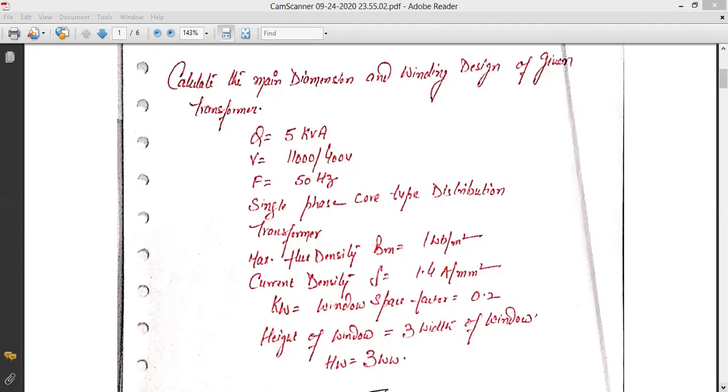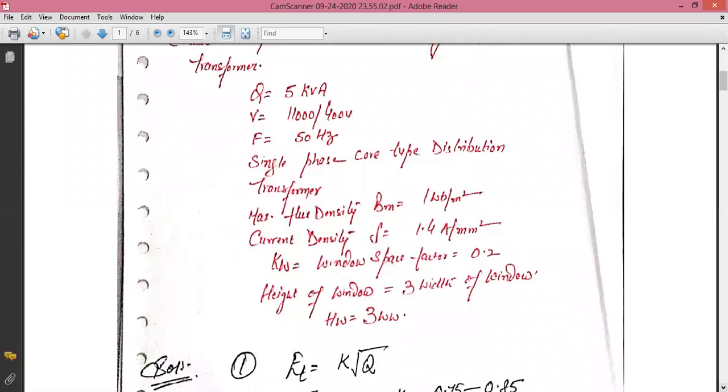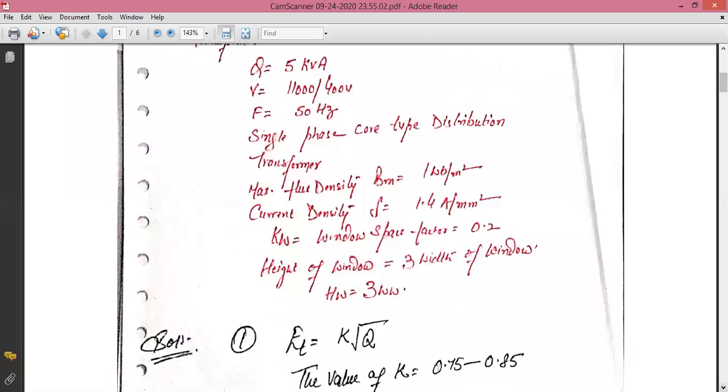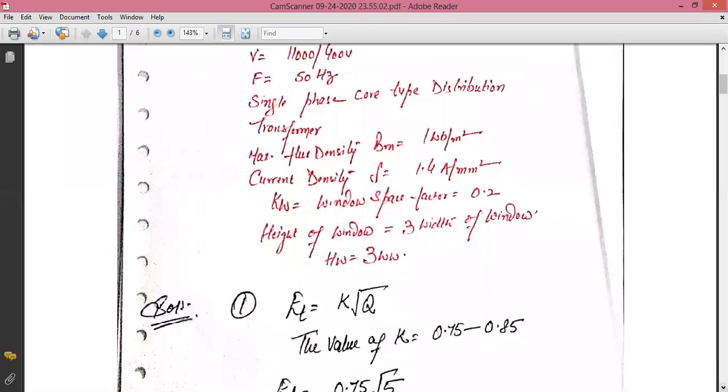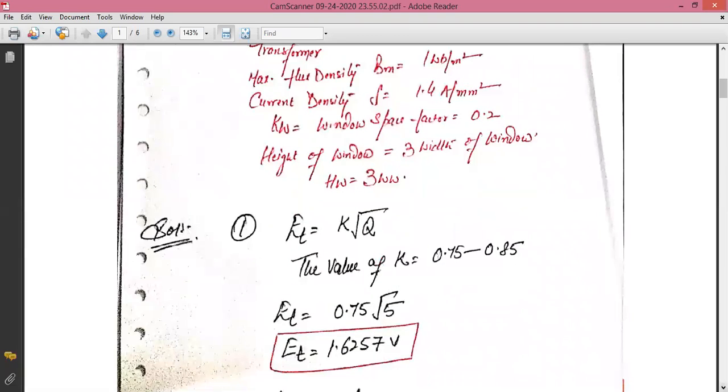So what is the very first step? The very first step is called ET, that is EMF per turn. So ET is equal to K under root Q, isn't it? So the formula will be ET is equal to K under root Q, and we all know that the value of K has to be assumed. The transformer that we have been given is a single phase and moreover a core type distribution transformer. So the K is equal to 0.75 to 0.85. When you solve this, your ET will become 1.6257. So check whether you get this value or not.